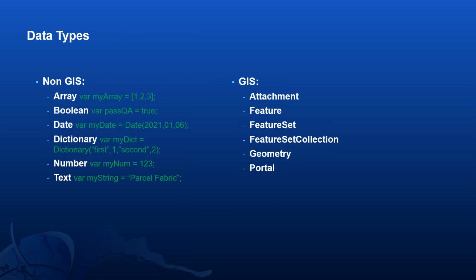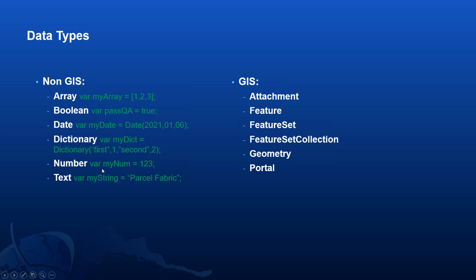We'll look at other data types. So we see that there's non-GIS data types. You can see there's a thing called array, a Boolean, which can create a true or false. There's a date. You can specify a date, for example, which is today. You can have a dictionary, which basically has two values, and then you can use a code to bring the other value. You can create a number using the number, my num.